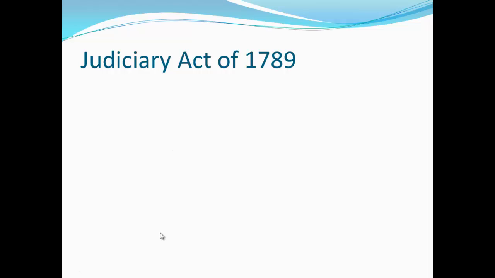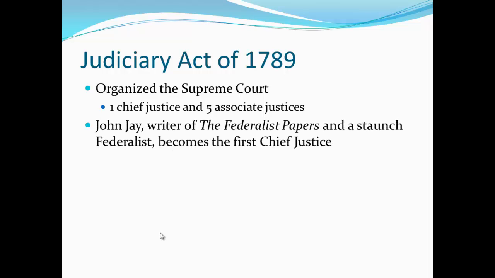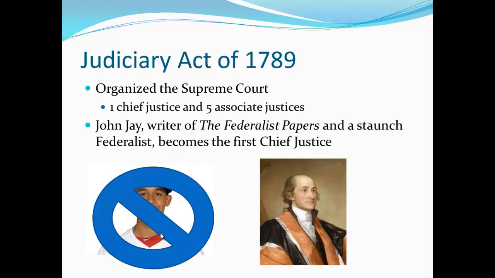In 1789, there was the Judiciary Act, which created the Supreme Court, and it established one Chief Justice and 5 Associate Justices. There are 6 total people on the Supreme Court. This number will later be increased to 9, so that there will be an odd number, and there will never be a tie. John Jay, who is one of the 3 writers of the Federalist Papers, as well as Alexander Hamilton and James Madison, was appointed the first Chief Justice. No, not Cardinals center fielder John Jay. This is John Jay. Boo the Cardinals.